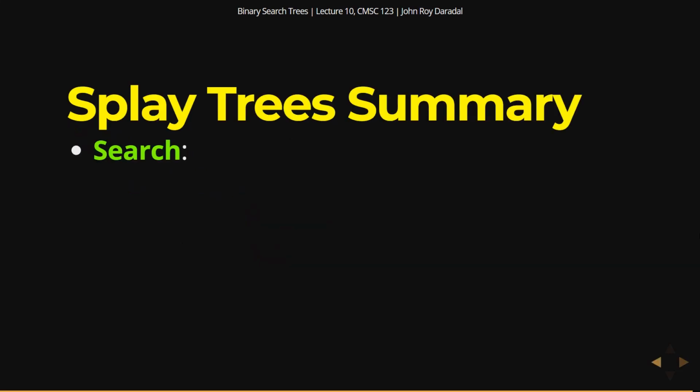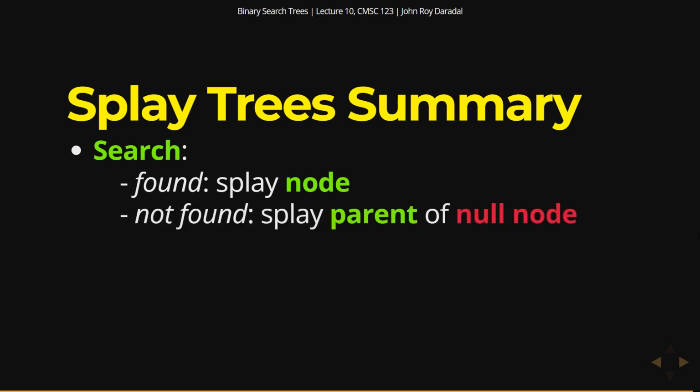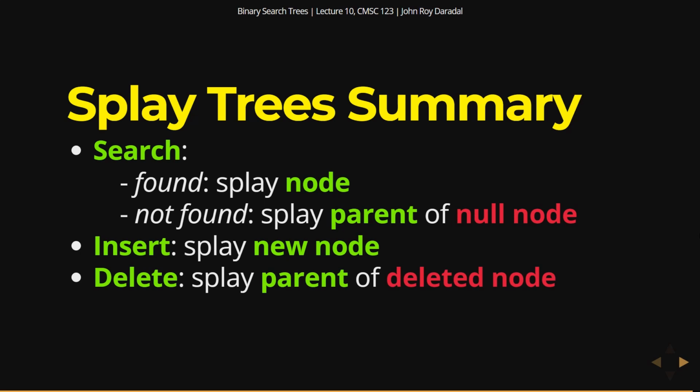Okay, so to summarize, when should you splay? In search, when you find the node, then you splay that node. If you don't find the node, then you splay the parent of the null node, so where you got stuck basically. Okay, for insert, you splay the newly inserted node, and for delete, you splay the parent of the deleted node, because obviously you can't splay the deleted node, it's not there anymore, so you splay the parent. Okay, so you splay each time you search, insert, and delete until the node reaches the root.